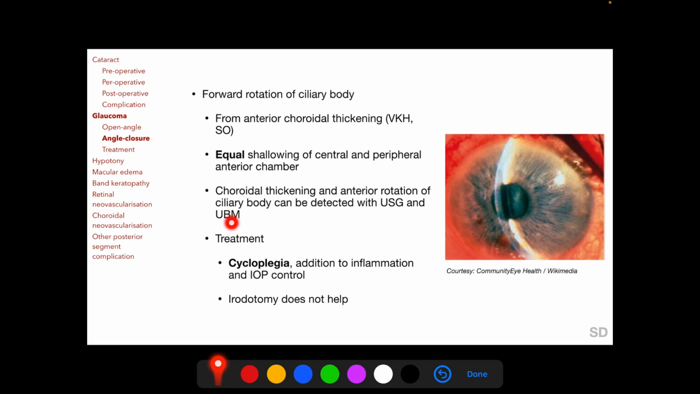USG and UBM can show choroidal thickening and anterior rotation of the ciliary body, and treatment of forward rotation of the ciliary body is with cycloplegia, because cycloplegia can push the ciliary body posteriorly. And in addition to cycloplegia, a control of inflammation and intraocular pressure must be instituted. In this mechanism of secondary acute angle closure glaucoma, iridotomy does not help.